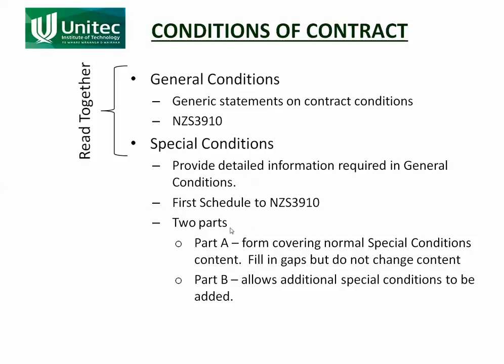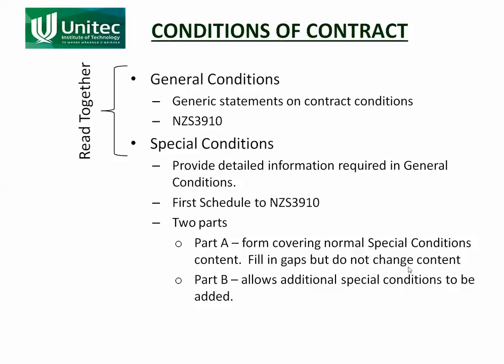There are two parts to the special conditions, which are the first schedule to NZS 3910. So if you look at the first schedule, you'll see that it is the special conditions, and it is made up of two parts. Part A is like a form with set clauses and little gaps for you to fill in the details. So it's providing the details that are normally required to provide contract specific details about the general conditions.